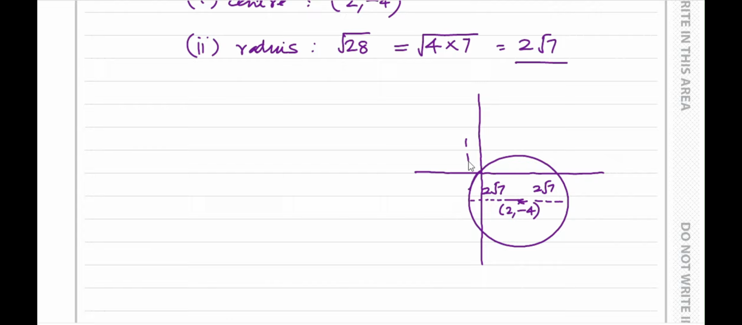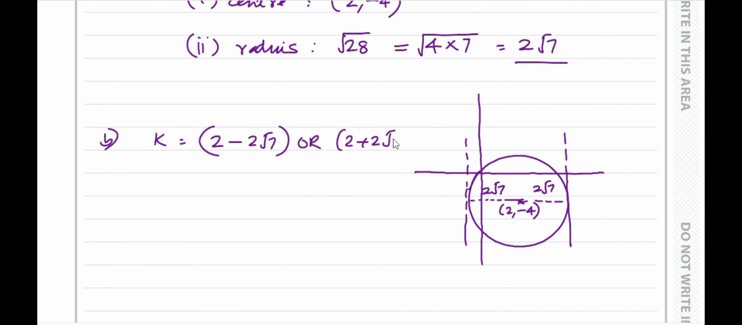Therefore, if x equals k is a tangent, it should be either here or here. Okay? So let's mark out what could be the values of k. k should be equal to 2 minus 2 root 7 or 2 plus 2 root 7.